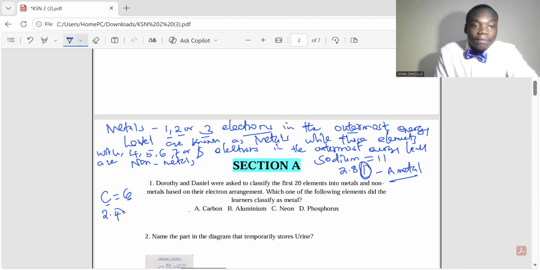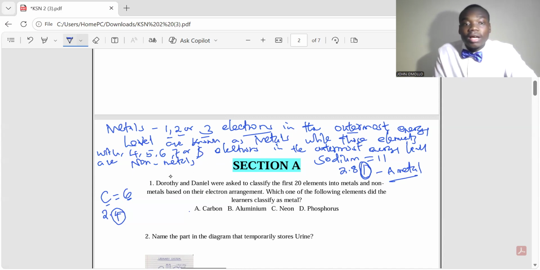So in this case, 4 electrons in the outermost energy level qualifies carbon to be a nonmetal. I have just said that elements with 4, 5, 6, 7, or 8 electrons in the outermost energy level are known as nonmetals. So carbon is a nonmetal. Let's move to aluminium. Because we wanted a metal, carbon is an X.